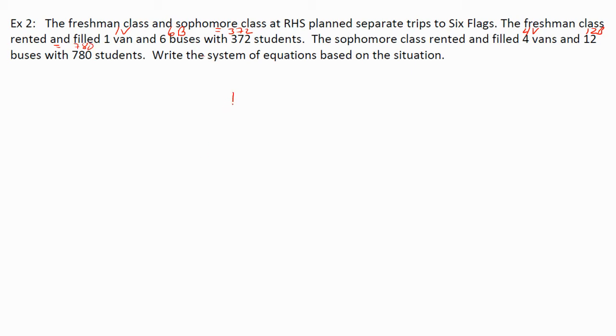And so that one, it pretty much writes it for you. So you have 1V plus 6B. We're adding them because we're talking about the total number of students in all the vehicles. And then the other one was 4V plus 12B is equal to 780.